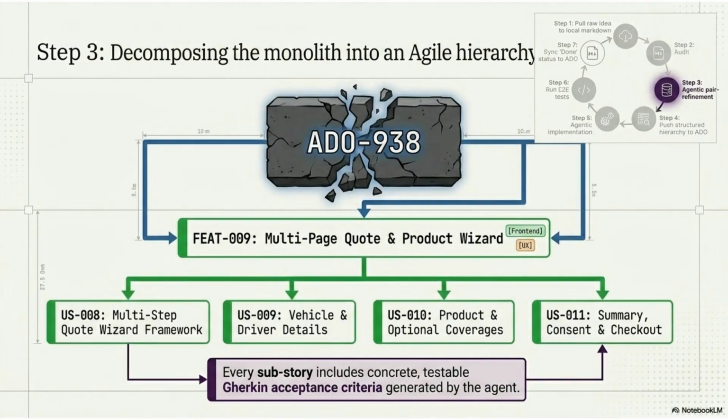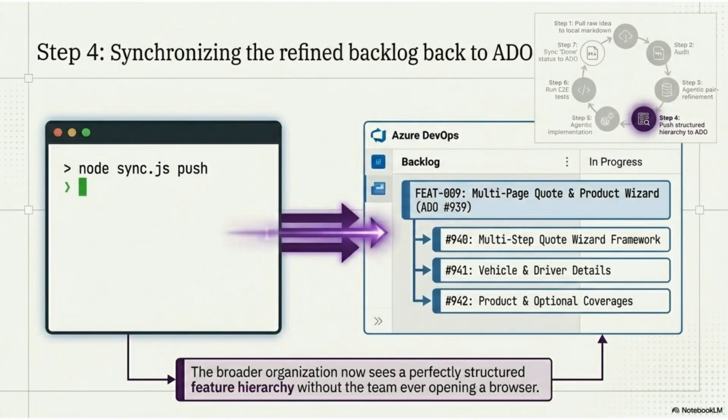In the third step, the agent helps decompose the monolithic requirement into a structured agile hierarchy, ensuring every substory includes concrete, testable Gherkin acceptance criteria. Step 4 synchronizes this refined hierarchy back to Azure DevOps. The broader organization gains full visibility into the project structure without the team needing to manually update the portal.